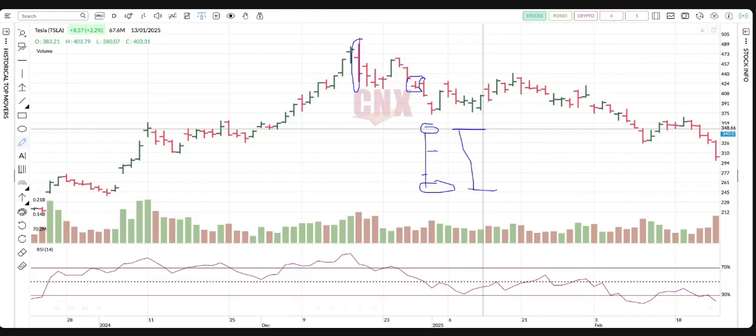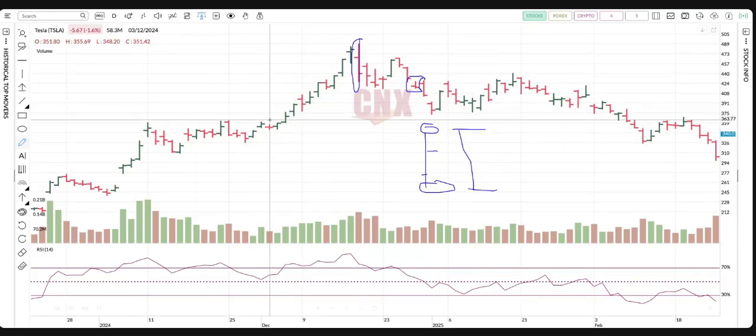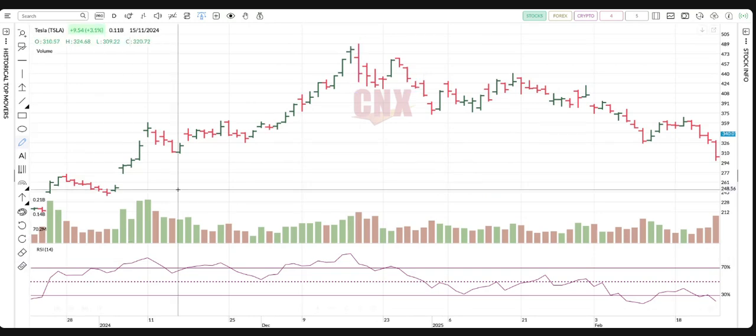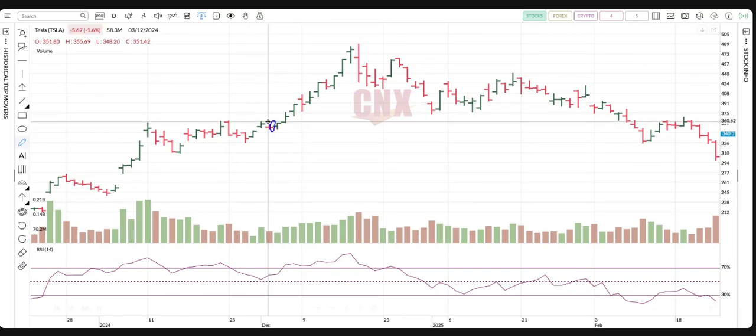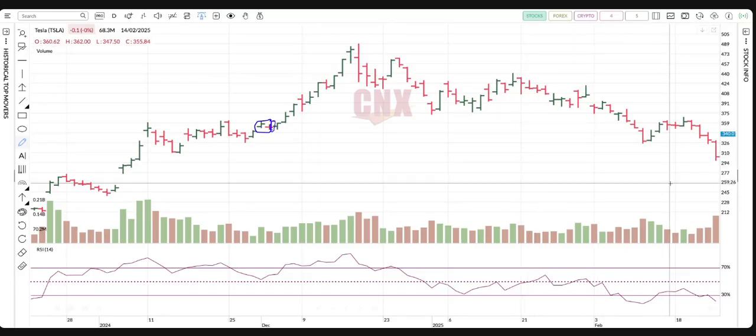very volatile. But if it's very small, for example like this one here, this one here, these are all, for that particular day, nothing much was happening. The price did not move that much from the highest to the lowest. So that's the thing about the bar chart.